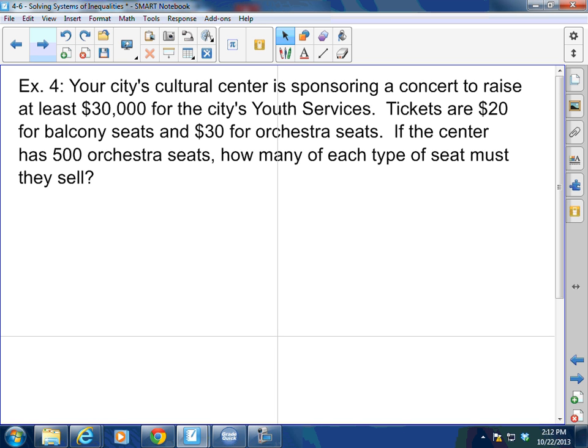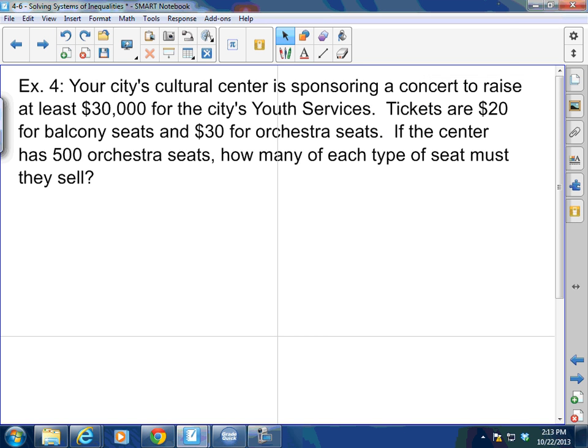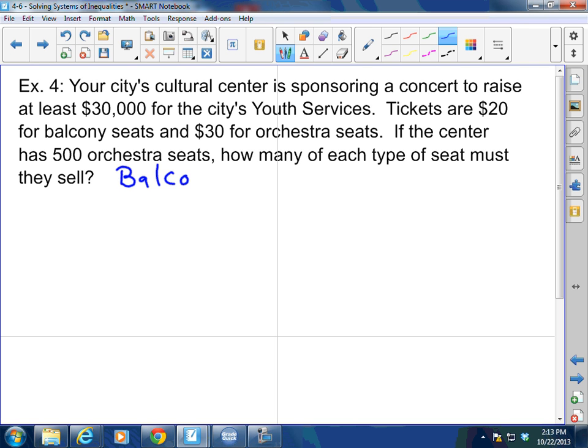Okay, I think I messed up here. Give me 1 second. Okay, guys, I did mess up. I'm sorry. I didn't tell you how many balcony seats. Let's say that there are, this is probably going to get really ugly now, so I'm sorry. But let's just say that balcony seats are 300, okay? 300 seats. So now I have 20, blah, blah, blah.